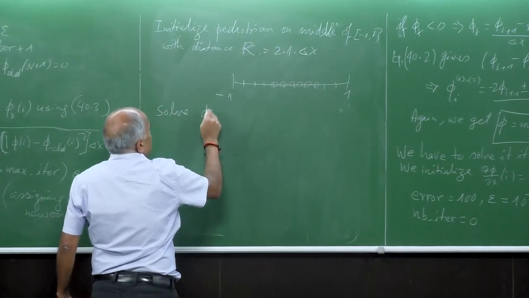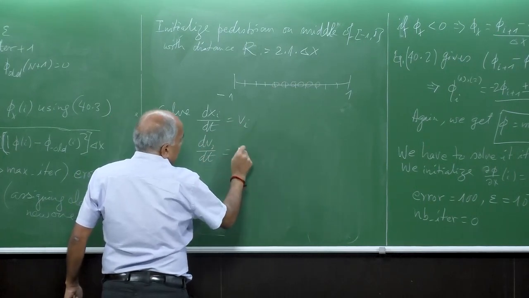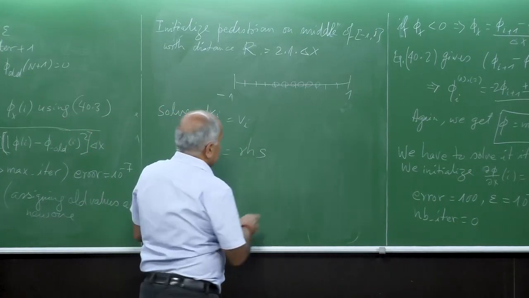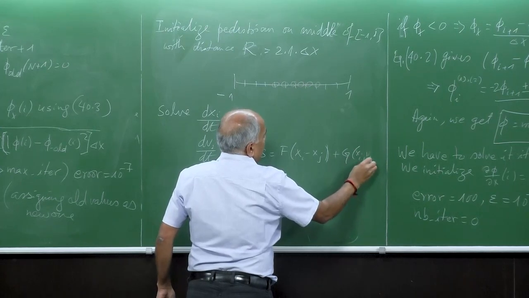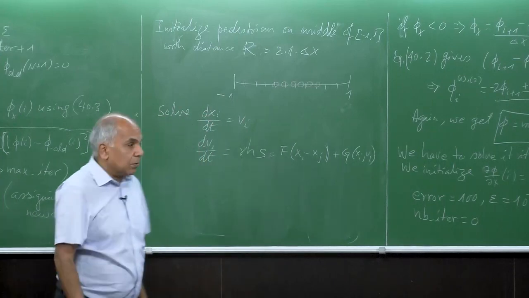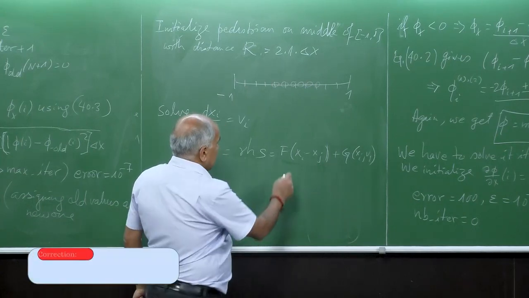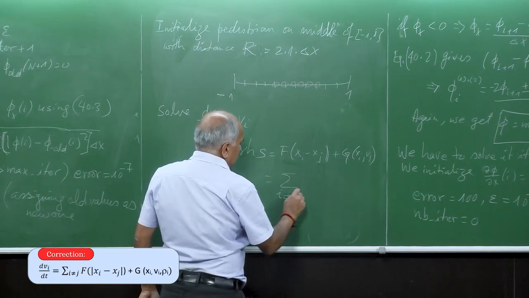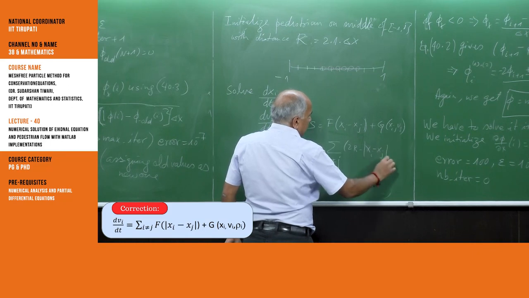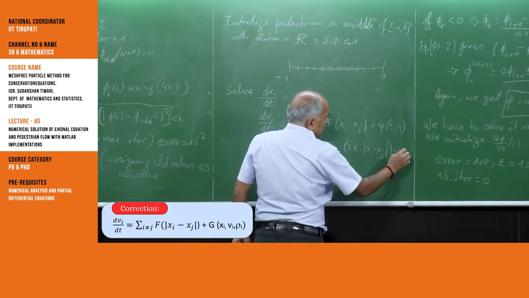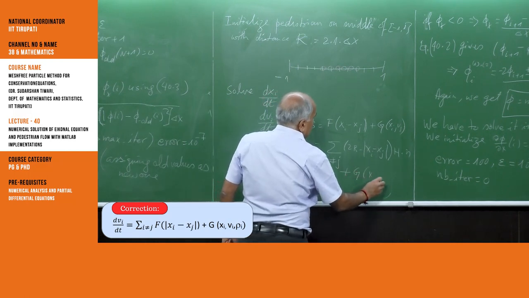now we can solve the equation dxi by dt equal to vi and dvi by dt is equal to, for example, the right hand side. So, you compute the right hand side, this is the force xi minus xj plus g of xi vi, and now there is no rho, so we can remove the rho. Because this is the interaction force, we compute the summation of all interacting particles. So, this gives the summation of all i not equal to j, 2r minus the norm of xi minus xj, Heaviside function times n, the Heaviside function we have to define, plus g of xi vi.